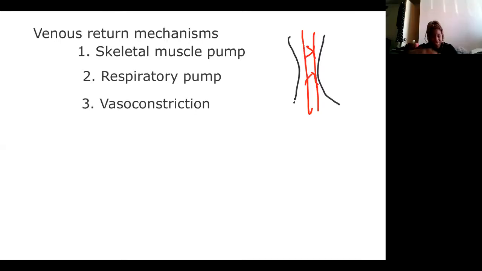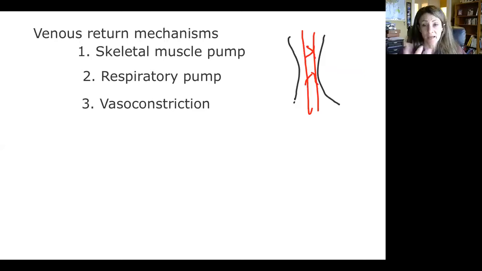Professor, can you explain the skeletal muscle pump again? Sure. So skeletal muscle pump, as you contract your leg muscles, it compresses the veins. Compress the veins, the blood has to move. Because of the one-way valves, the blood can only move in one direction, and that's toward the heart. So compressing the veins moves the blood towards the heart. Contracting the muscles compresses the veins and moves the blood to the heart.